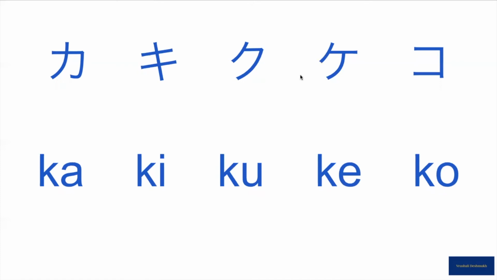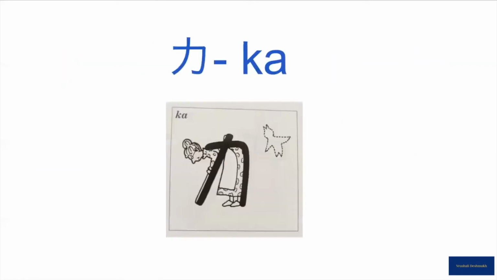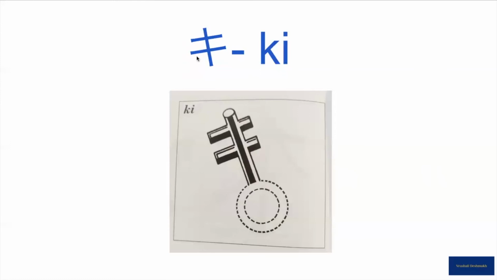Now the next 5 syllables are ka, ki, ku, ke, ko. Let's see how to remember these. First one is ka. If you see this ka, it is very similar to how we write ka in hiragana. The only thing is, in hiragana ka we had one more stroke here which is missing in katakana ka. And this is angular. As I already told you, katakana syllables are angular, so you can see this angle here. Okay, ka.